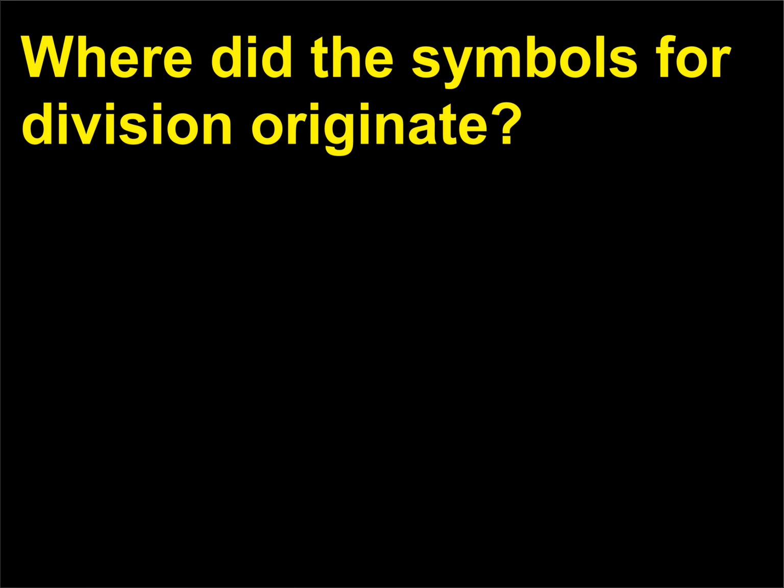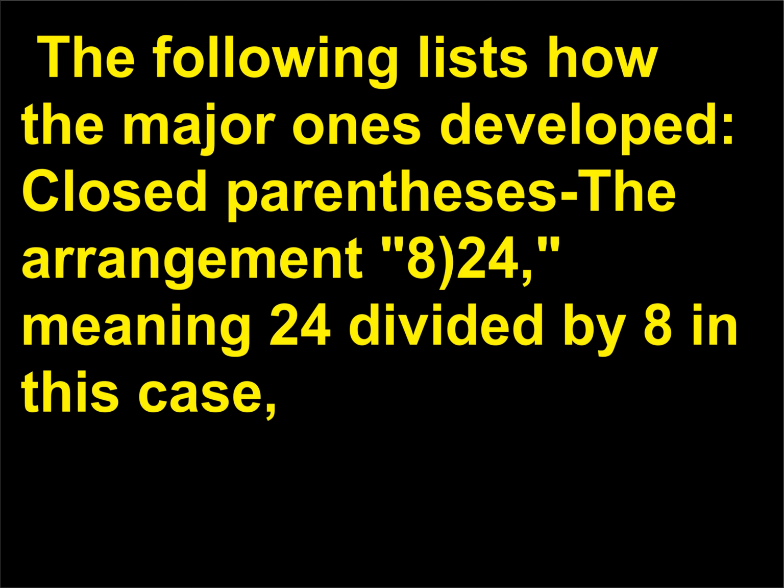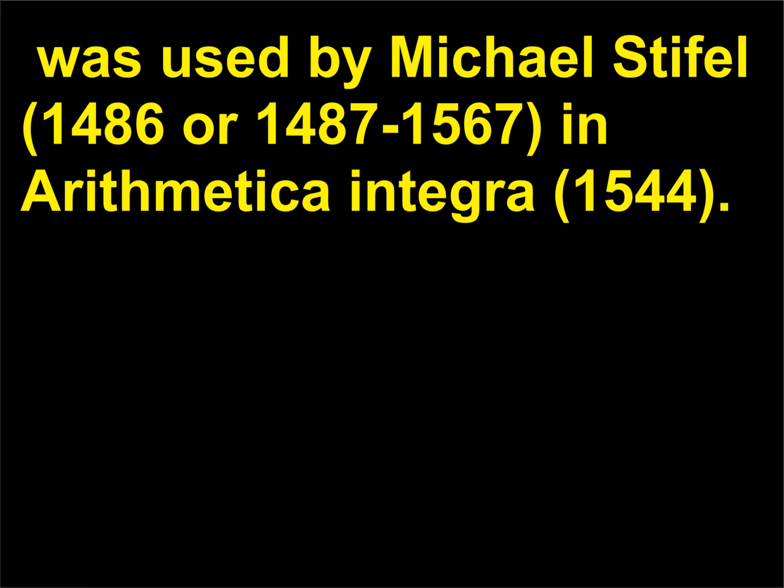Where did the symbols for division originate? The history behind the division symbols is long and complicated. The following lists how the major ones developed. The arrangement 8)24, meaning 24 divided by 8 in this case, was used by Michael Stifel, 1486 or 1487 to 1567, in Arithmetica Integra, 1544.